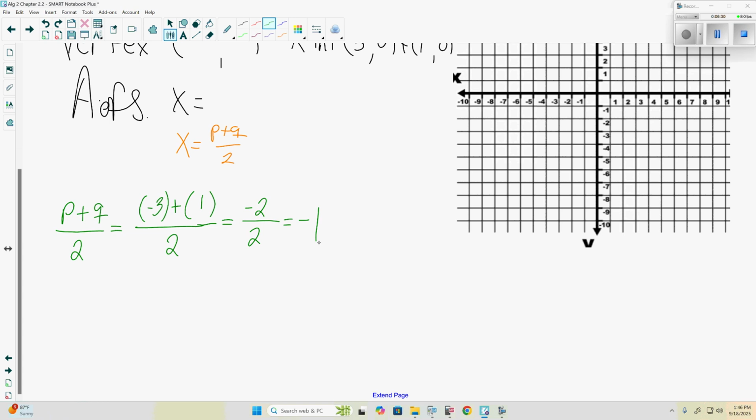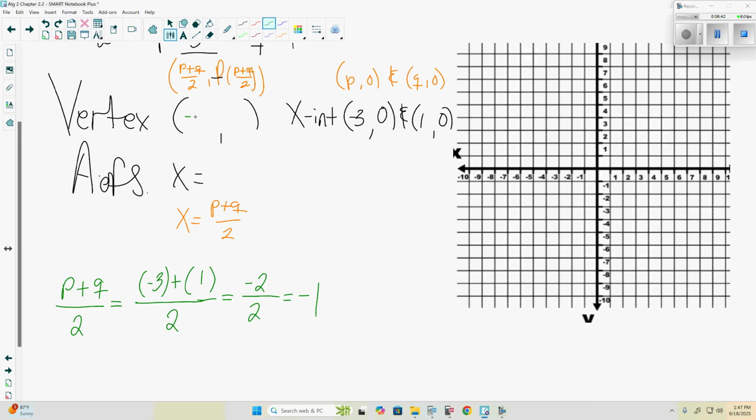We could have plugged negative 3 plus 1 over 2 into the calculator and let it do it for us, or we can do it by hand. Either way, we will get negative 1. So now we know the value of p plus q over 2, which means the x value of the vertex is negative 1. The axis of symmetry, x equals p plus q over 2, means that x is equal to negative 1. Questions on this so far?